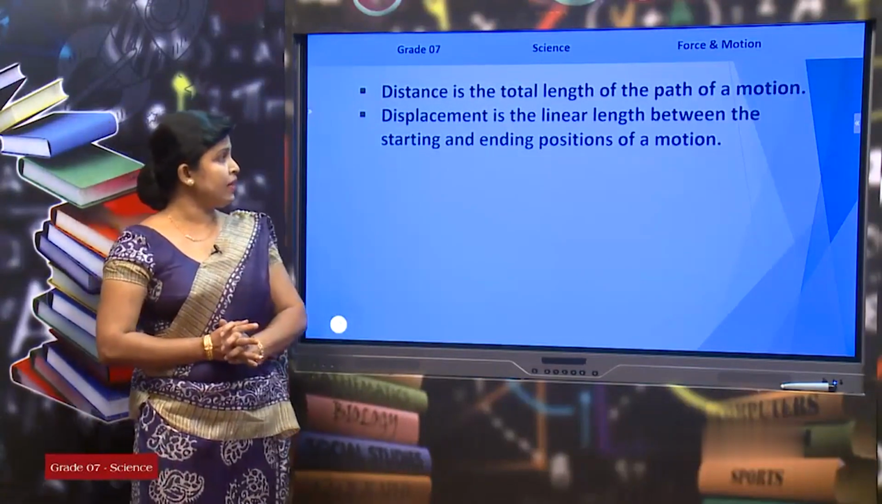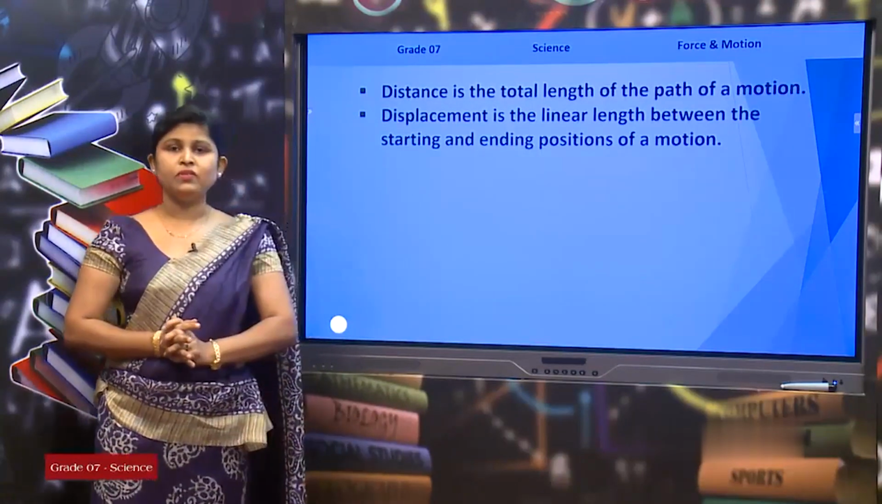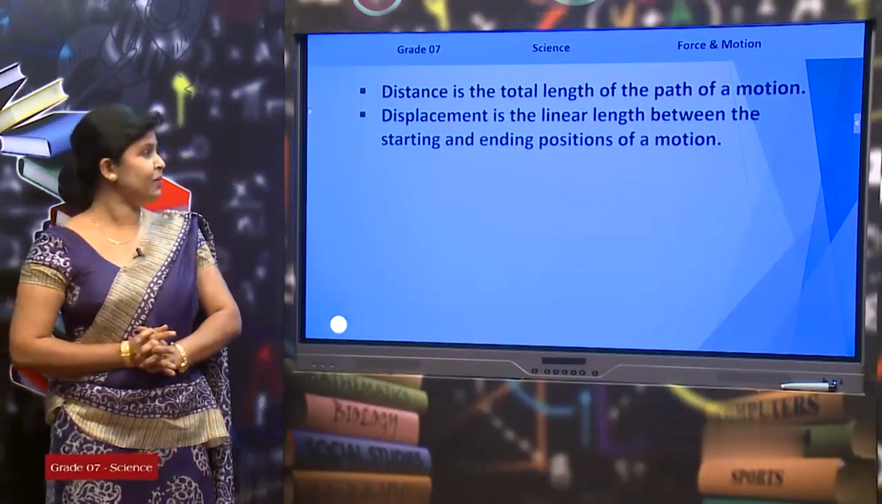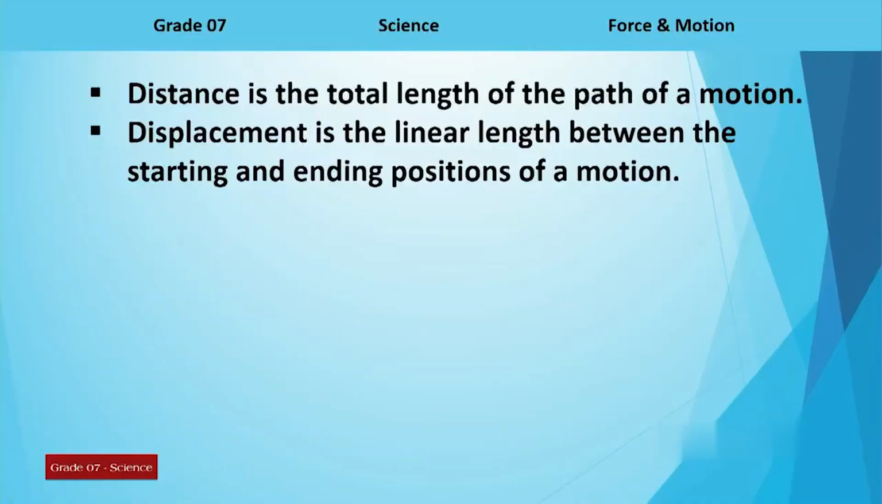Distance is the total length of the path of a motion, what I explained you just now, and the displacement is the linear length between the starting and ending positions of a motion. Right? Once again, let's read them. Distance is the total length of the path of a motion. Displacement is the linear length between the starting and ending positions of a motion.